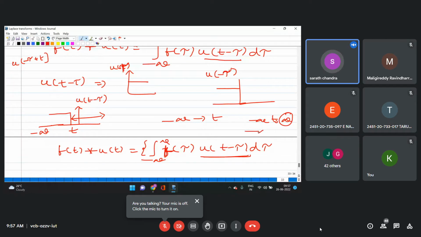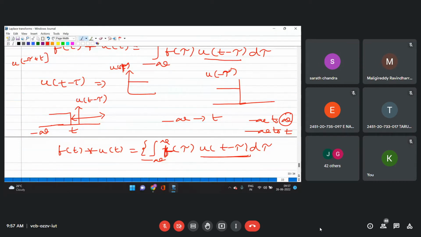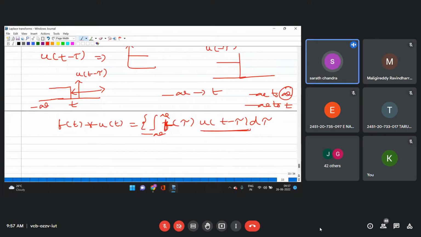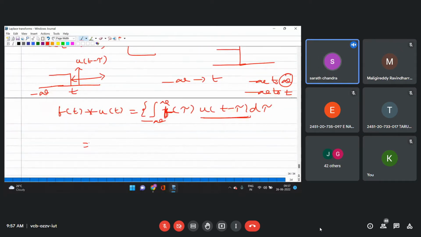This will be from minus infinity to t. Is this clear now? Is this point clear? Yes, sir. Right? So now what I'll do is I'll change these integration limits. This will be from minus infinity to t, because this is valid only for the non-zero value.